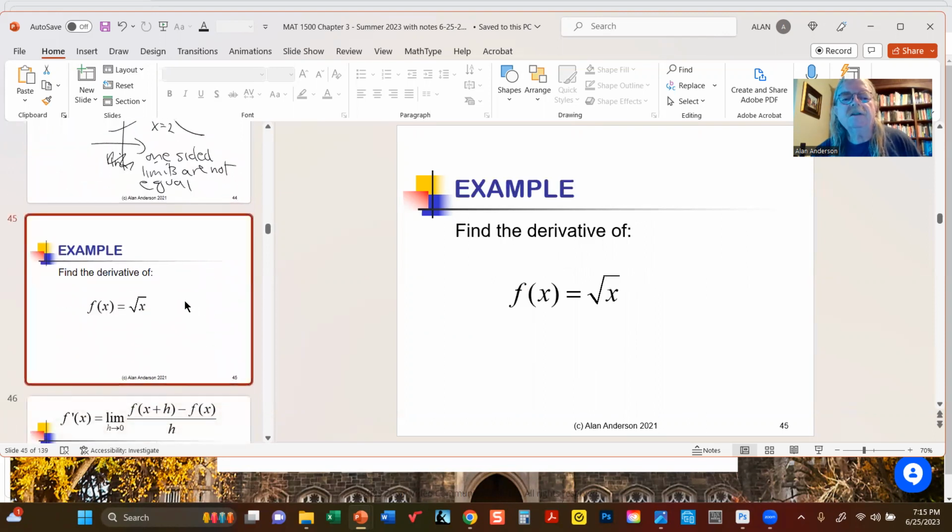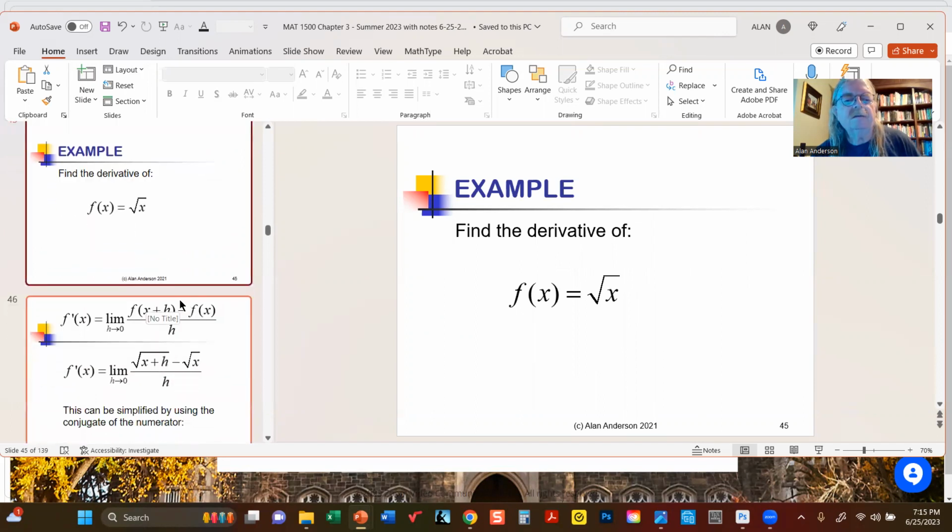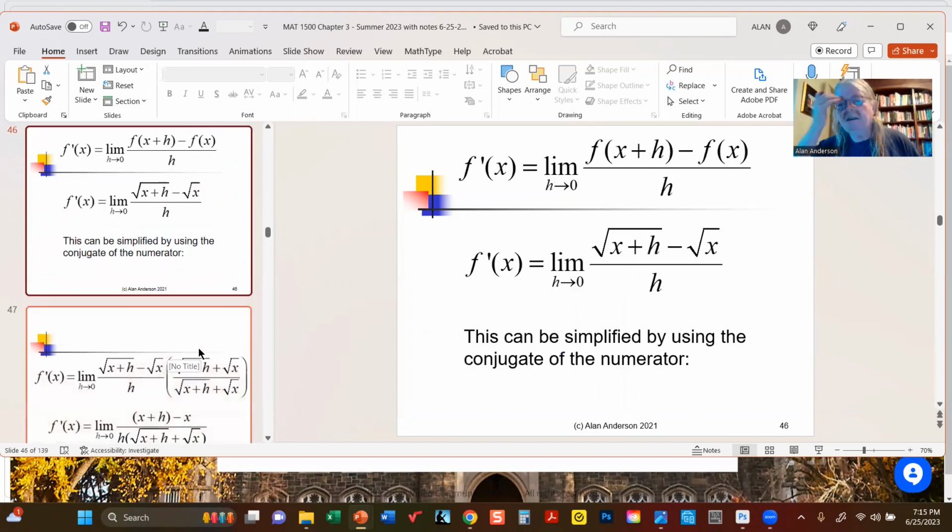All right, now let's use this definition to find the derivative of f of x equals the square root of x. So here's the formal definition. And since the function is simply radical x, that means that f of x plus h is just simply radical x plus h. f of x is simply radical x.